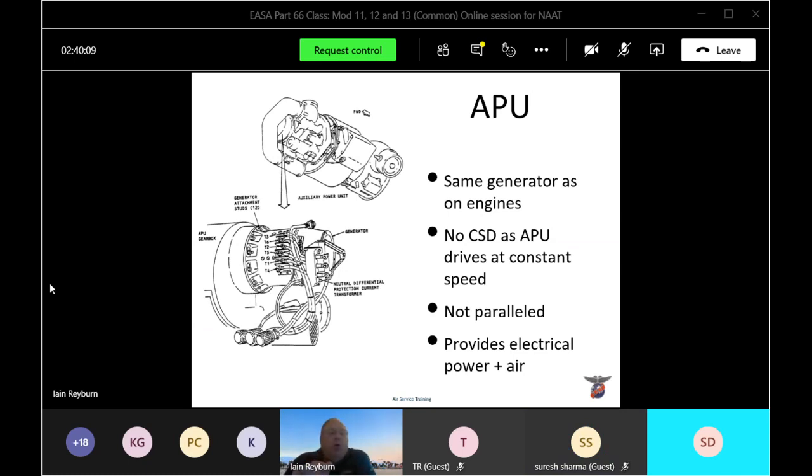So what does the generator that's attached to an APU not need? It doesn't need a constant speed drive unit. Why? Because the APU runs at a constant RPM. That's the thing to remember. The generator cannot be paralleled, and it runs at a constant RPM. The APU runs at a constant RPM, so we don't need a constant speed drive unit.